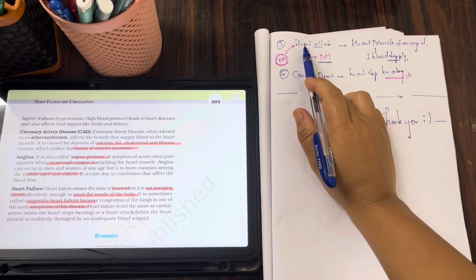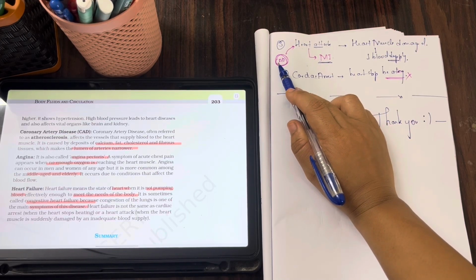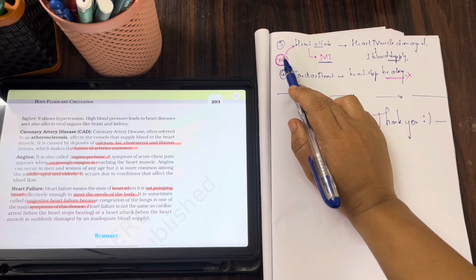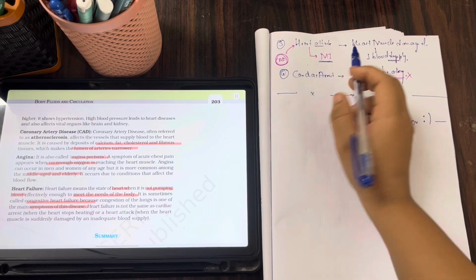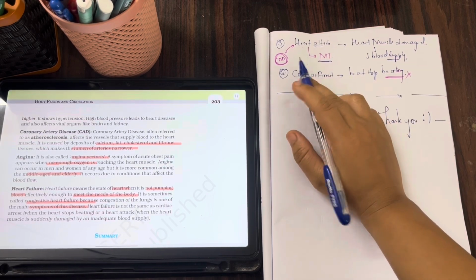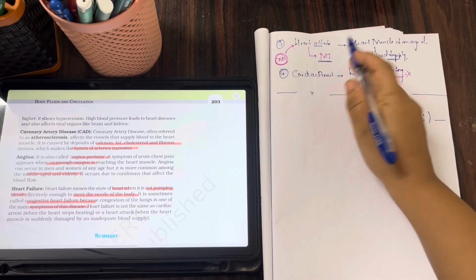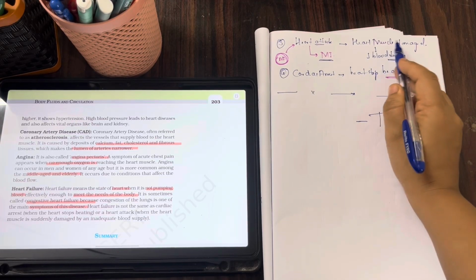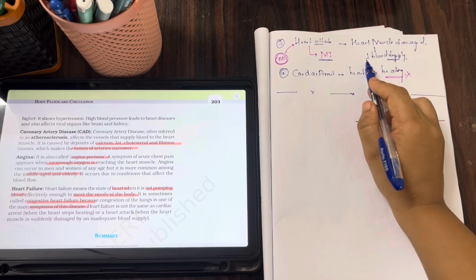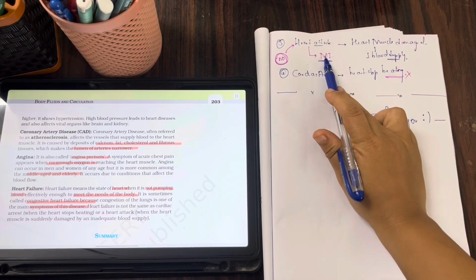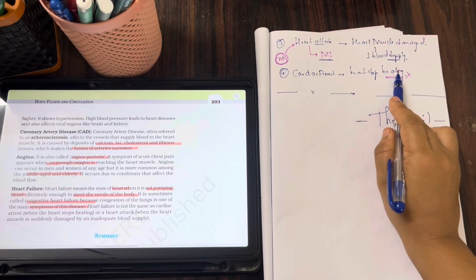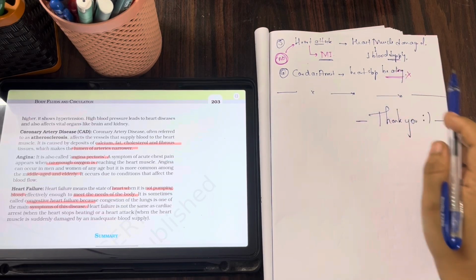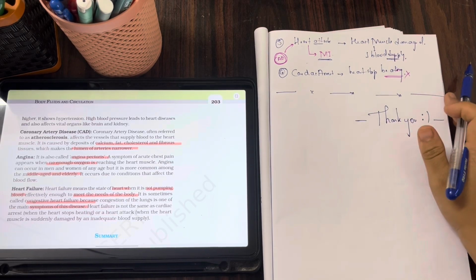Next, moving ahead with what will happen because of this CAD. At the end stage, there will be a heart attack or myocardial infarction. Initially, there will be only pain, that is angina. At the end, there will be a heart attack. So heart muscle will finally get damaged because of the decreased blood supply. At the last, you have cardiac arrest, that is the heart suddenly stops beating. These are the disorders of the heart.